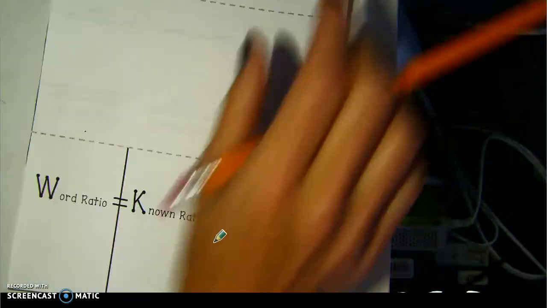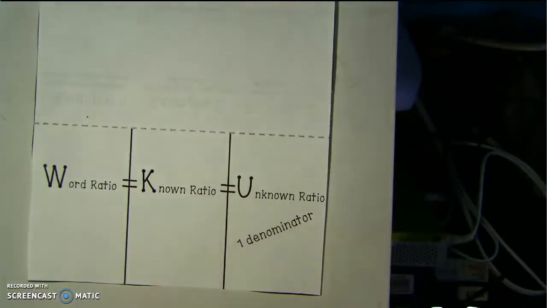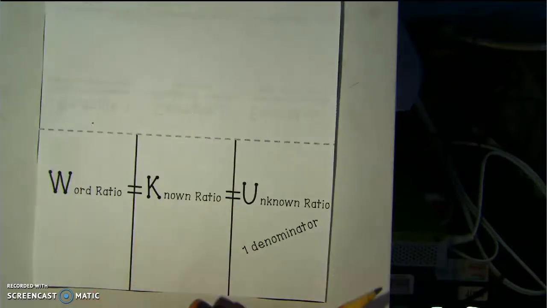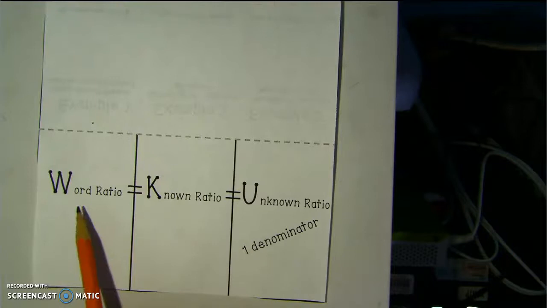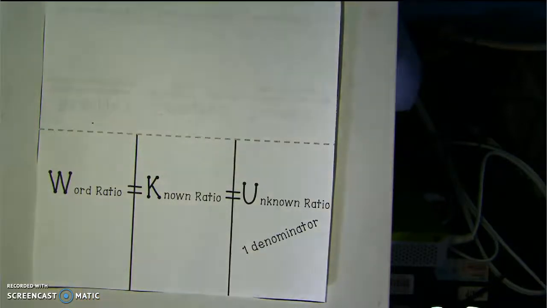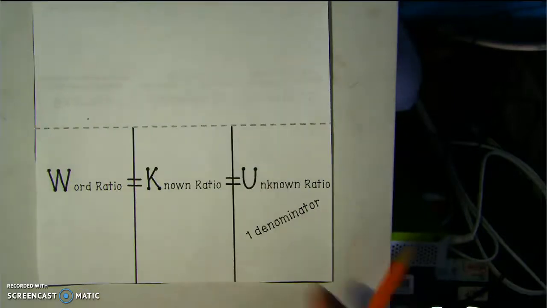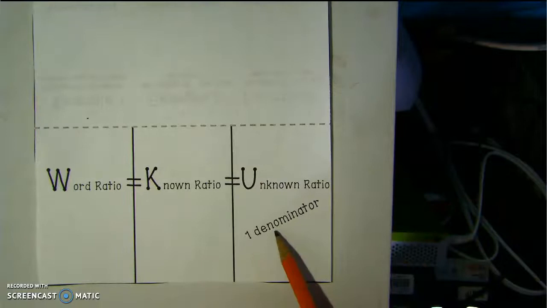Okay, so today is Wednesday, October 21st, and we are working on ratios again, and today we're going to do our foldable on unit rates. So right here on the front you have the WKU. The W stands for the word ratio, our known ratio, and then the U is our unknown ratio. And notice you have a 1 denominator. So we're going to solve problems using unit rates.